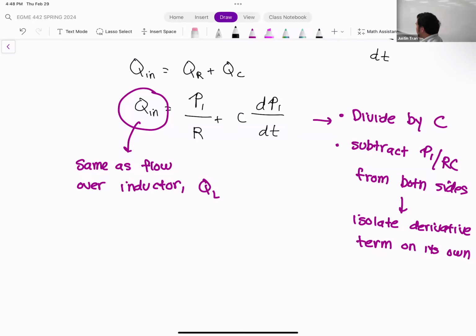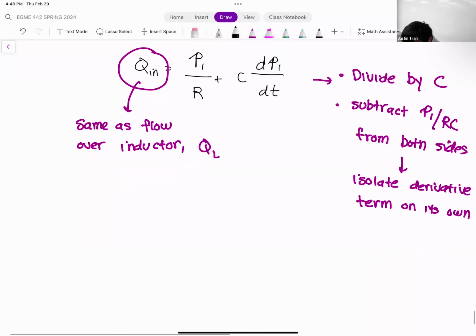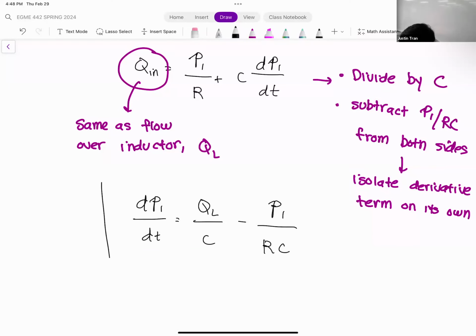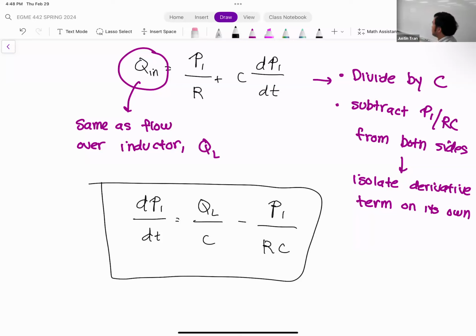And so we do all these things. There's three things we're doing here. We're plugging in QL for Qn. We're dividing the entire equation by C. And then once we do that, we're going to subtract P1 over RC from both sides just to isolate dP1/dt. Okay. And so if we do all those things, we get dP1/dt is equal to QL over C minus P1 divided by RC. So that's our second differential equation.